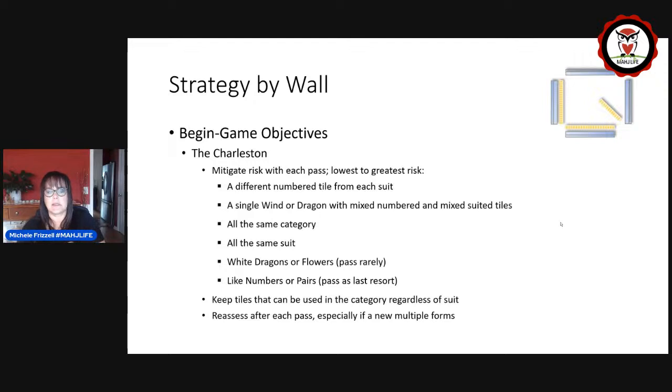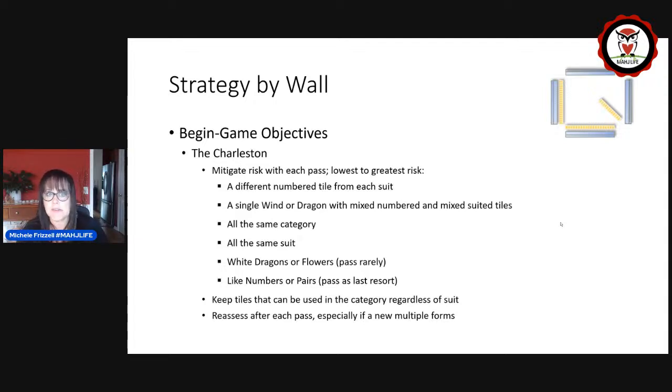During the Charleston, you want to think about your passes. You're going to mitigate the risk in each pass. Now, know that every pass is going to have some level of risk, so you just want to make it as benign as possible. So here's a list of lowest to greatest risk.